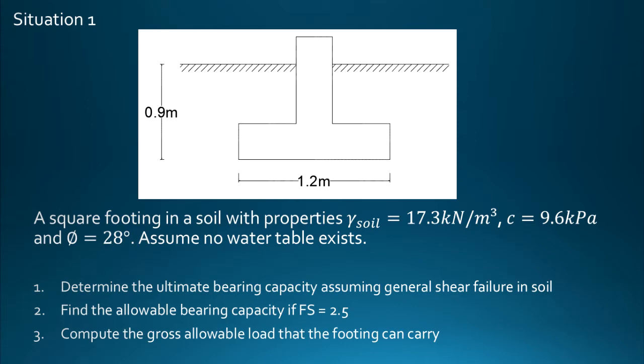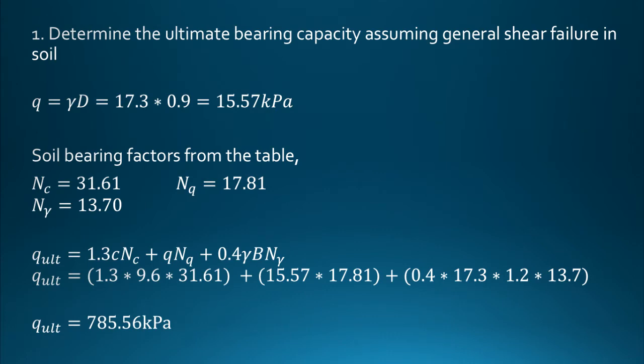First question would be determine the ultimate bearing capacity, assuming a general shear failure in soil. Finding the allowable bearing capacity if the factor of safety is 2.5, and we have here compute the gross allowable load that the footing can carry. Start natin. So, in determining the ultimate bearing capacity, una nating hanapin yung mga missing.